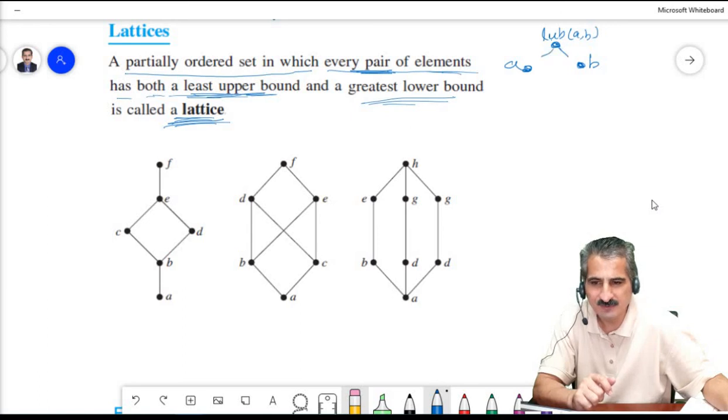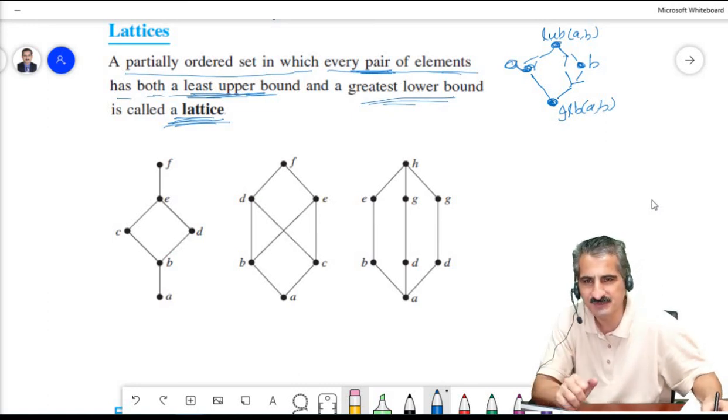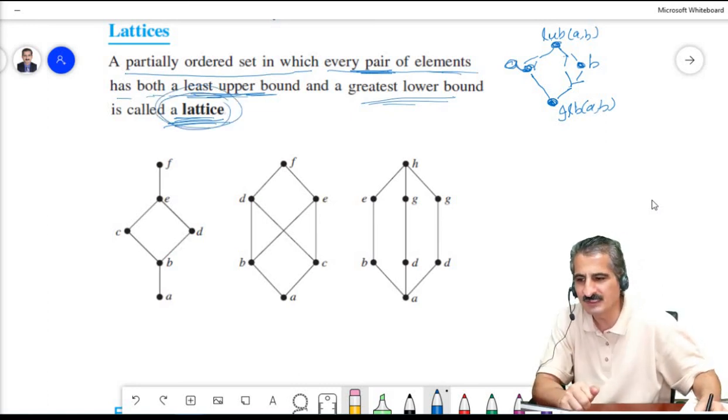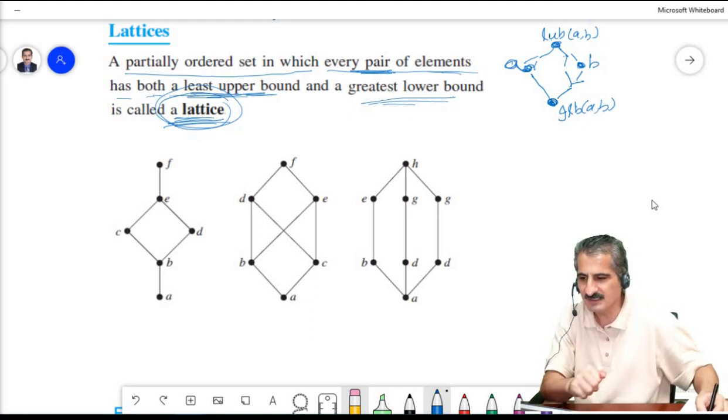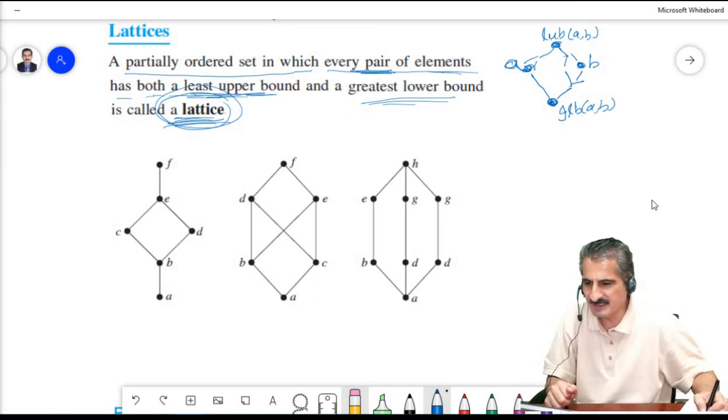They might be directly connected or not directly, and we force them to have a greatest lower bound of A and B, and they might be connected directly or indirectly. But this one and this one must exist. If that happens in some partially ordered set, then we will call it a lattice. Let's see if any of these diagrams is a lattice.